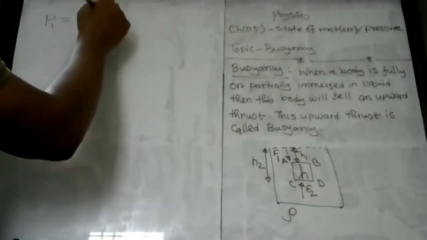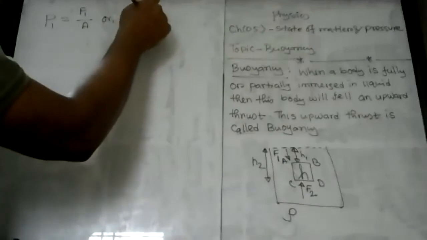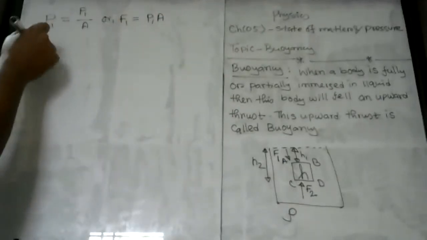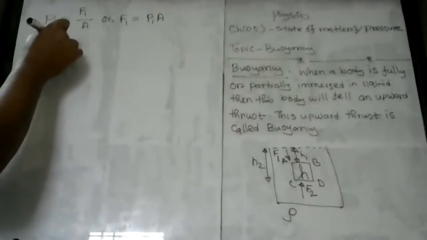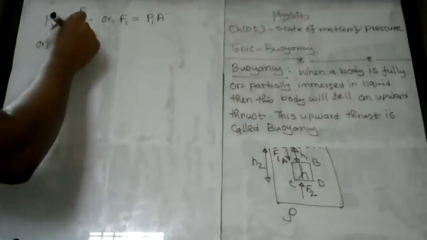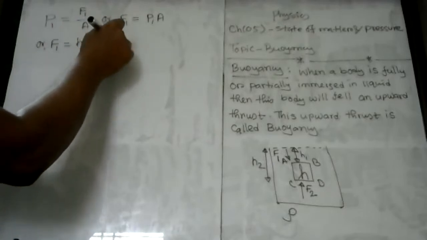Okay. Now, I'm going to find the value of F1 from here. So F1 will be equal to what? Will be equal to P1 into A. And then, my dear student, here you can say that F1 is nothing but P1 into A. So what is the value of P1, my dear student? P1 is nothing but H1 rho into g, multiplied by A.